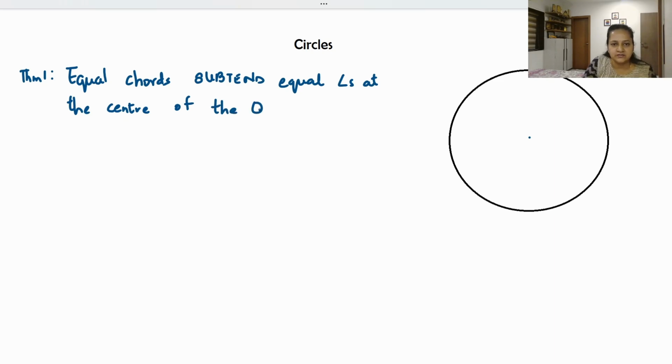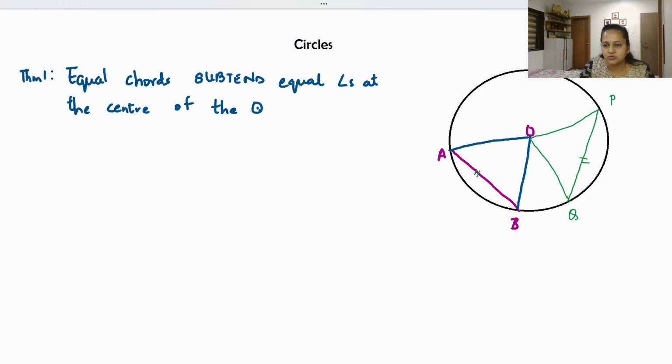So let's understand this. When they're saying two chords which are equal, we are going to take two equal chords. Let me mark the center as O. We are talking about two chords, say AB, and another chord, say PQ. What is the relation between them? They are equal. We are told they are equal. Both of them are subtending angles at the center of the circle. That means chord AB is subtending angle AOB at the center and chord PQ is subtending angle POQ at the center. We want to prove that the two chords subtend equal angles. That means we want to prove that these two angles are equal.